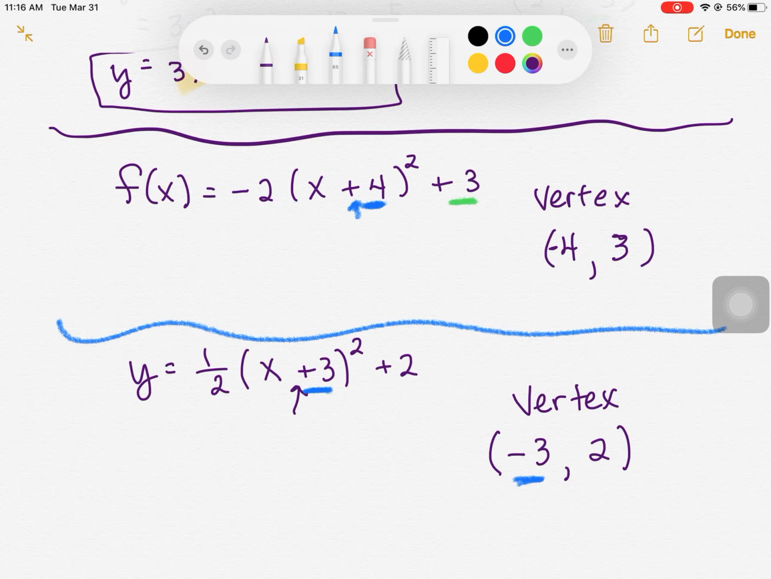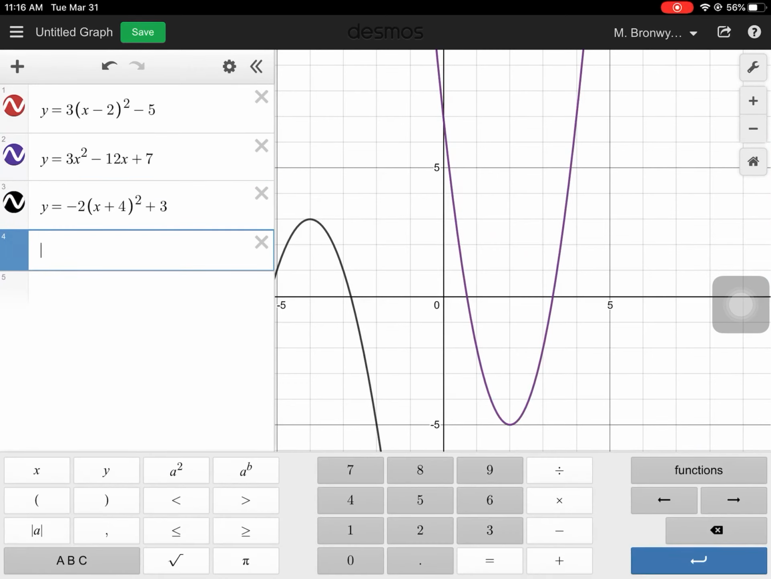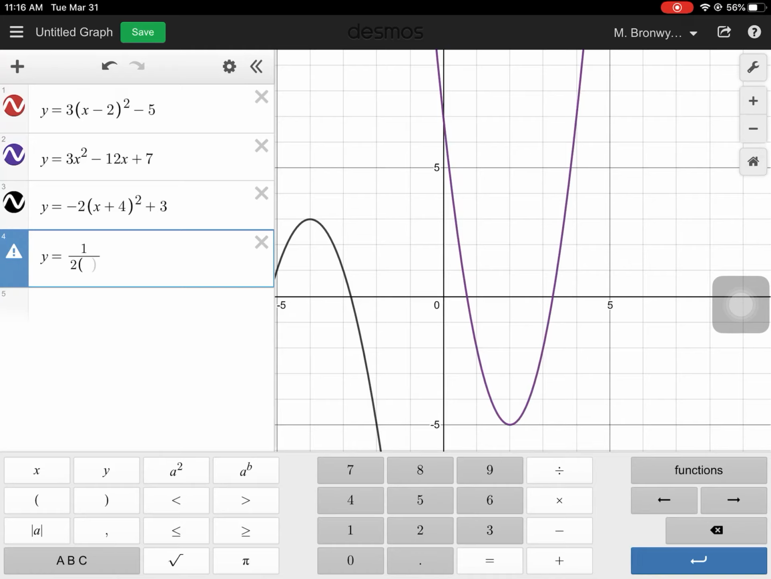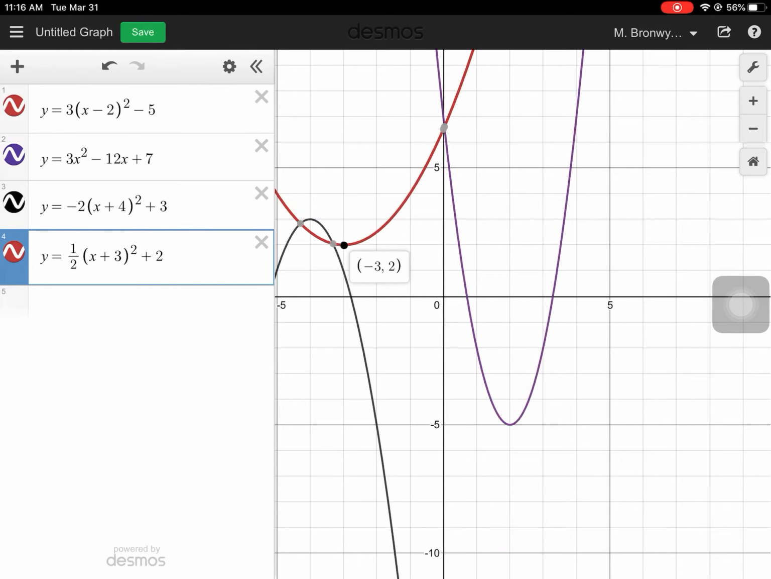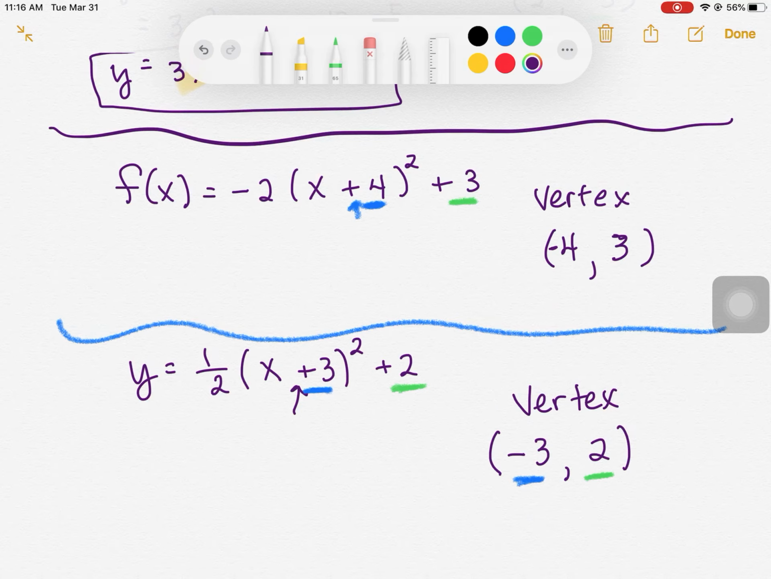So again, this number gives us the x coordinate. Excuse me, this number gives me the y coordinate. And I'm going to go then over to Desmos. I'm going to graph it. And we're going to see what we get. So y equals 1/2 times, this is always a little tricky, times x plus 3, quantity squared, plus 2. And I look at my vertex, and the vertex is at -3, 2. So we were correct over here at -3, 2.